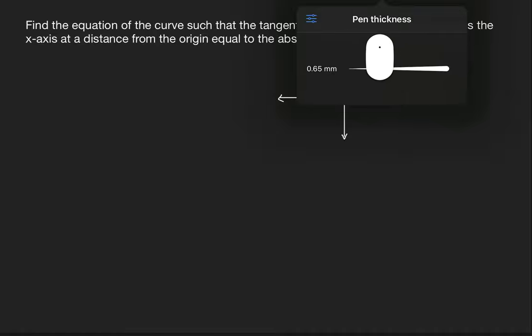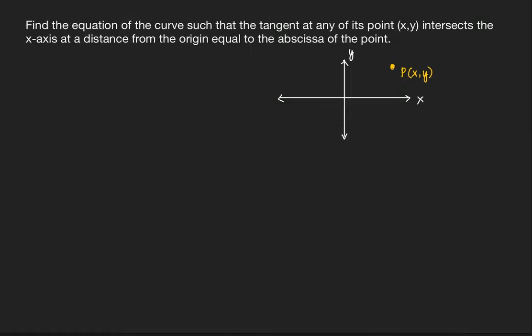So if you have an abscissa x, that's actually the horizontal distance of the point P from the y-axis. So this is our x right here. And this y-ordinate is the vertical distance of the point from the x-axis. This distance is y. This horizontal distance is x.